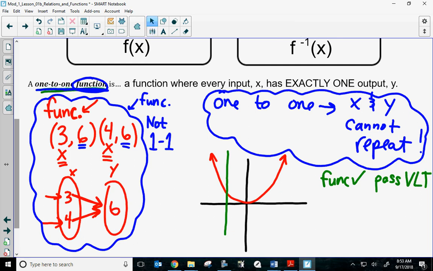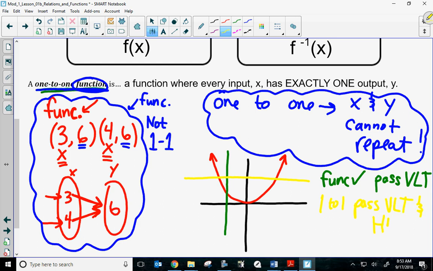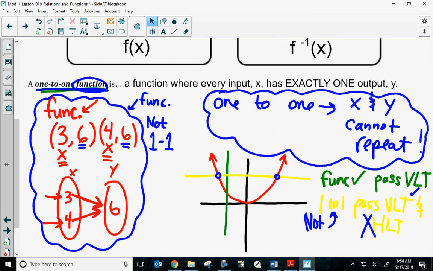But what about if it's 1 to 1? Yes. Not only does it have to pass the vertical line test, it would have to pass a horizontal line test. Okay, so 1 to 1, it must pass vertical line test and horizontal line test. This is a function, our parabola, but it is not 1 to 1 because it touches at 2 points on the horizontal line test. So it is not one-to-one. Because yes, it passes the vertical line test, but no, it does not pass the horizontal line test. It would have to pass both if I were looking at a graph to be one-to-one. All right? Not too shabby.